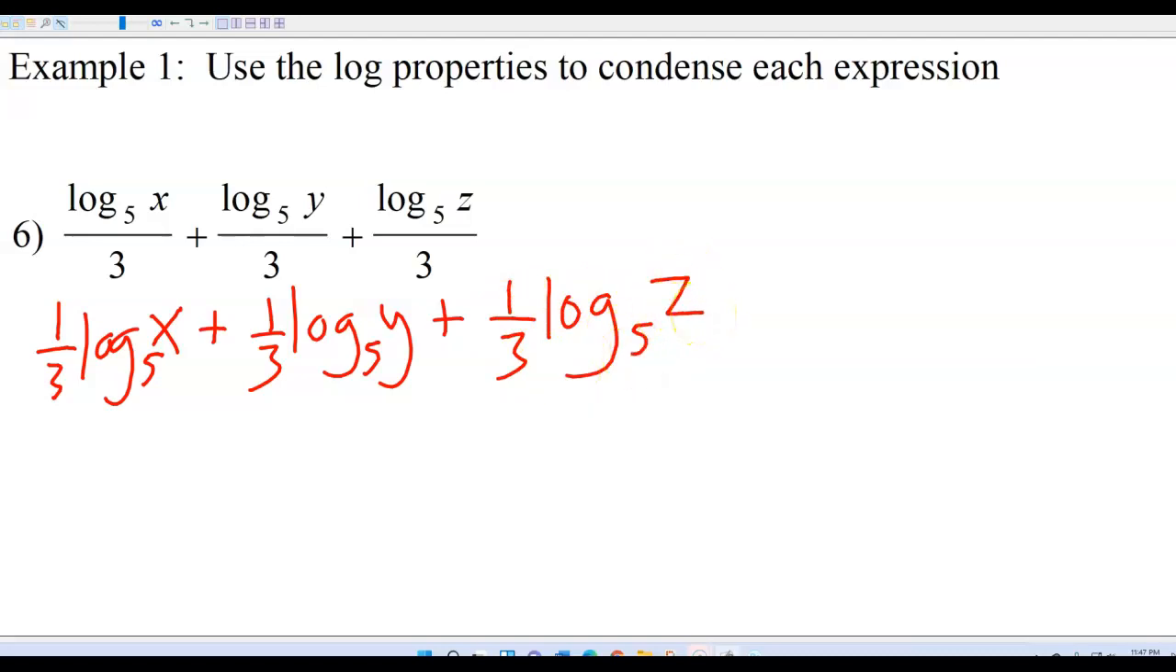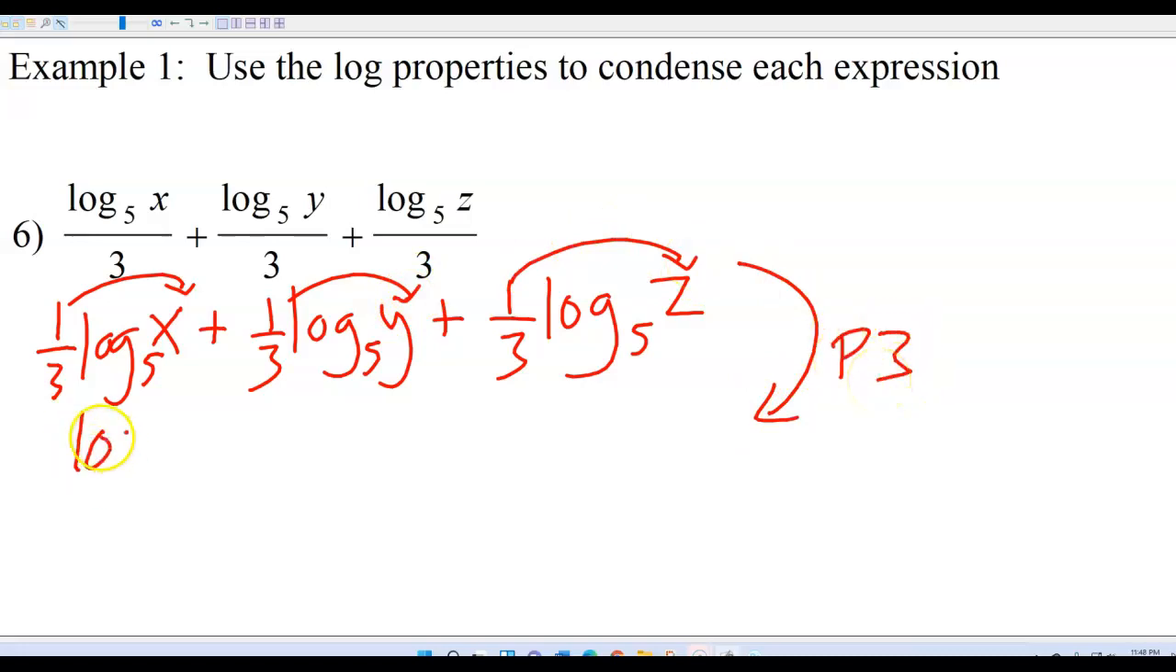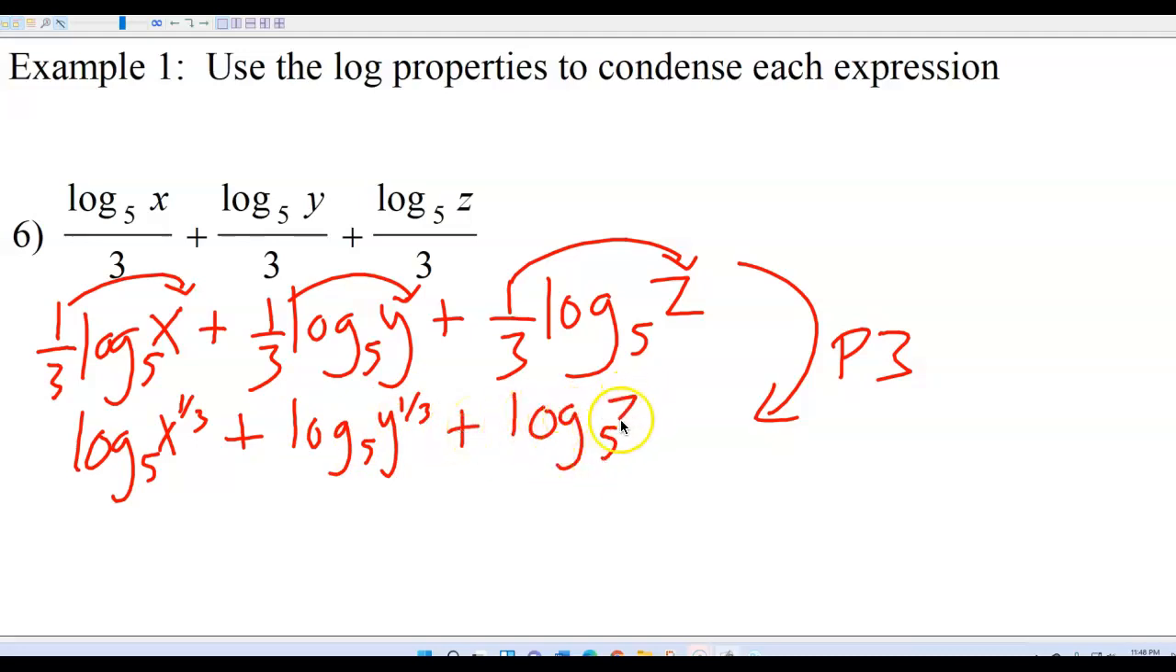All right, so there's that. And not surprisingly, we can go ahead and make this become a power on all of these things here using property 3. So we've got log base 5 of, I guess I won't write it as a cube root yet, x to the 1/3 plus 1 log 5 over y to the 1/3. All right, so there's my property 3.